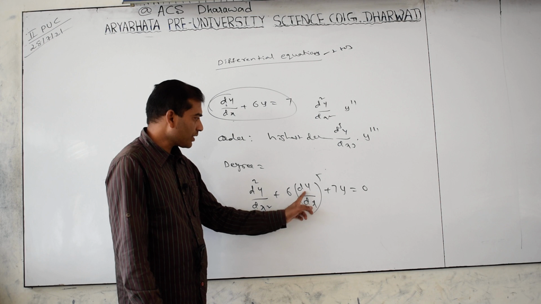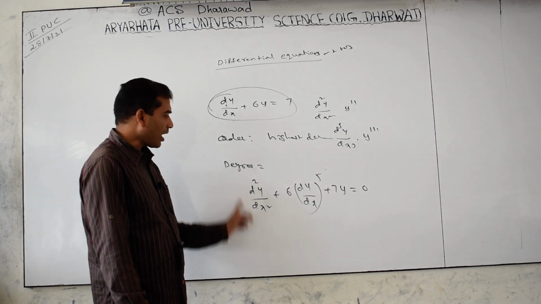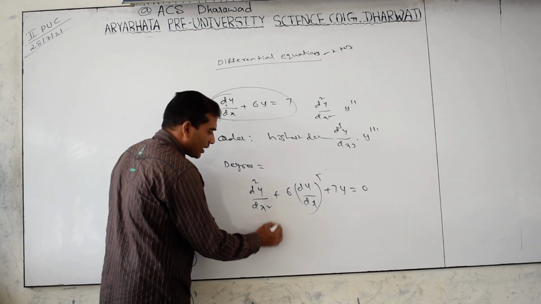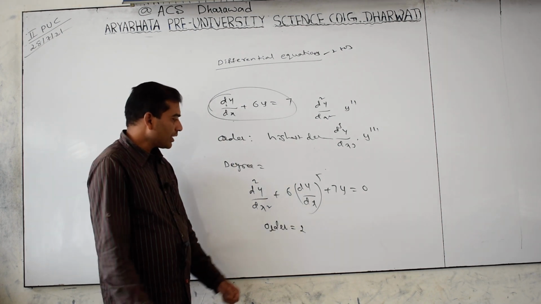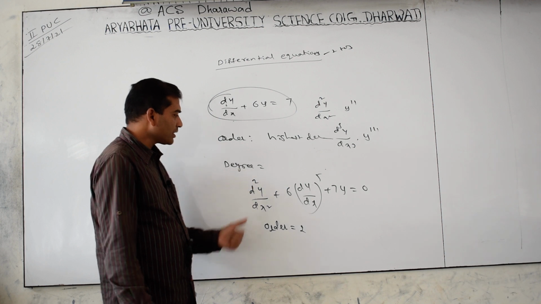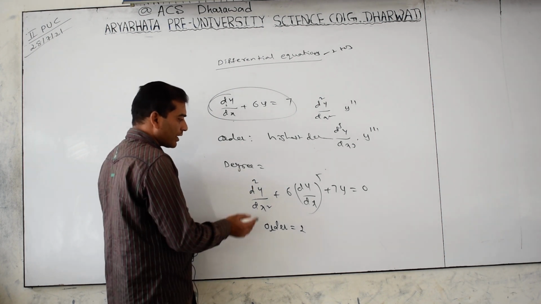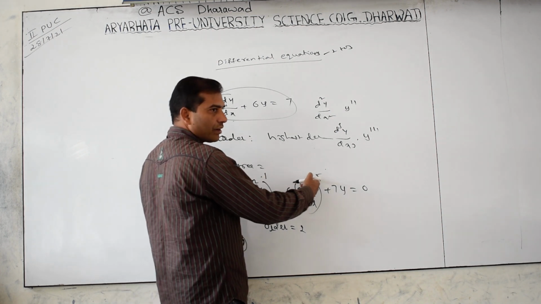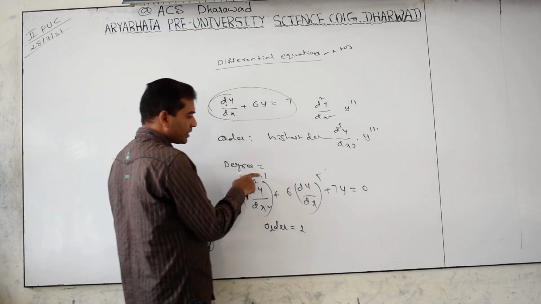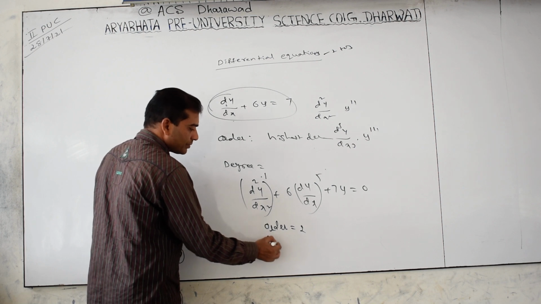In that, what is the order? Highest derivative is the second derivative, so order is 2. Now degree. Degree means highest power of highest order. Highest order is this. What is the power of this? It is 1, not 5. Not 5 because it's not the highest order. So degree is 1.